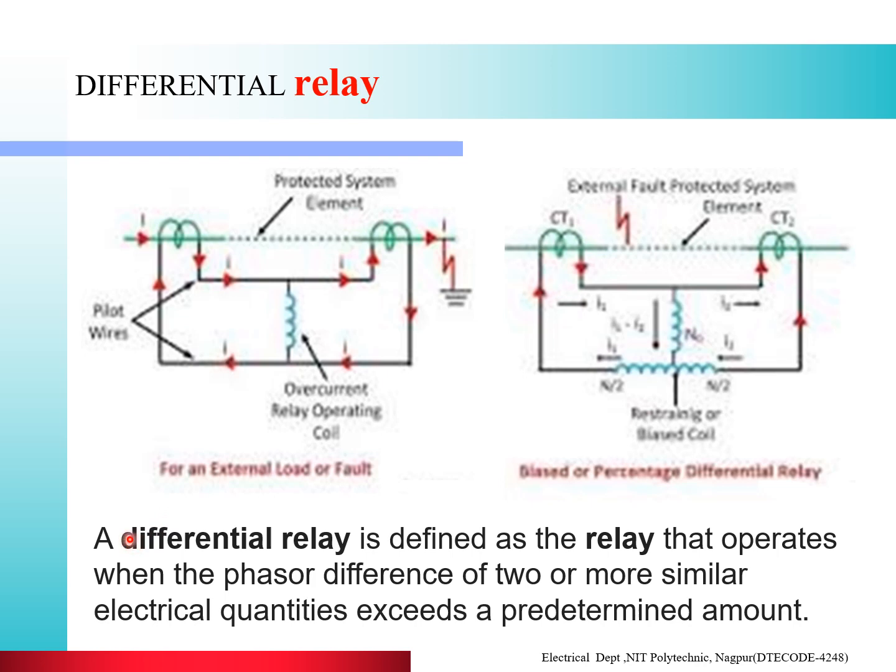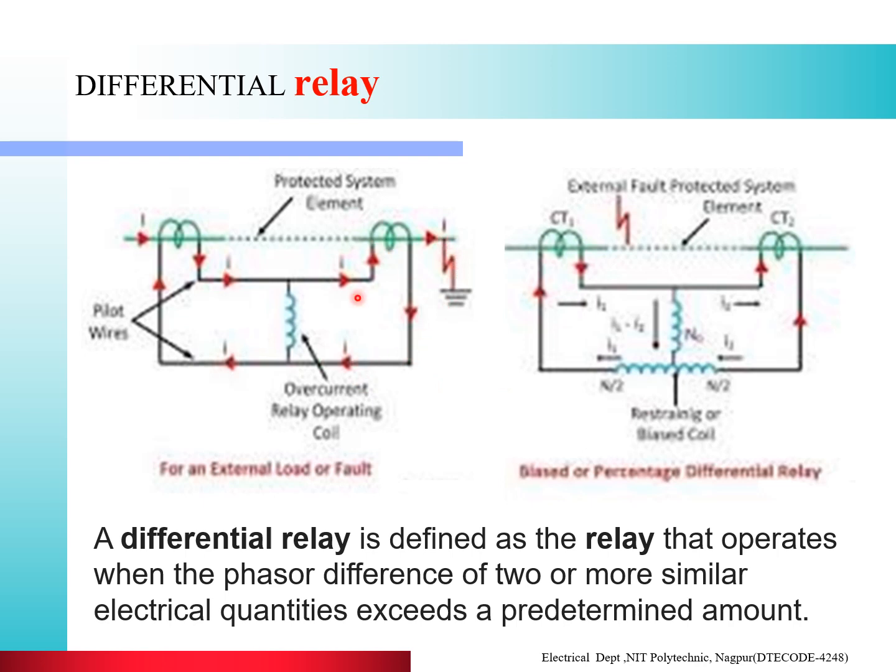So basically, a differential relay is defined as the relay that operates when the phasor difference of two or more similar electrical quantities exceeds a predetermined value. The differential relay will operate when there is a difference between the incoming current through the relay and the outgoing current. Suppose the incoming current is I1 and the outgoing current is I2. If there is no difference, the relay coil will not operate. If there is a difference, the relay coil will operate.